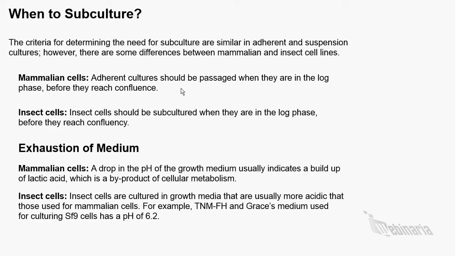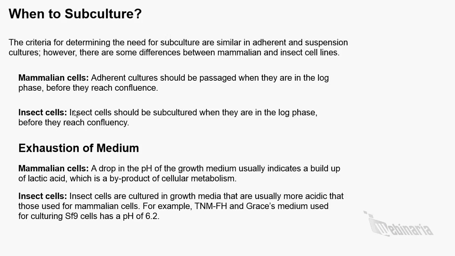When they reach confluency, cells in suspension clump together and the medium appears turbid when the culture flask is swirled. In the case of insect cells, they should be subcultured when they are in the log phase before they reach confluency. So there is a contrary: tightly adherent insect cells can be passaged at confluency, which allows for easier detachment from the culture vessels.